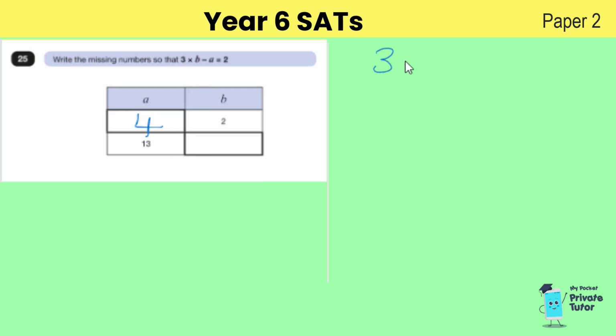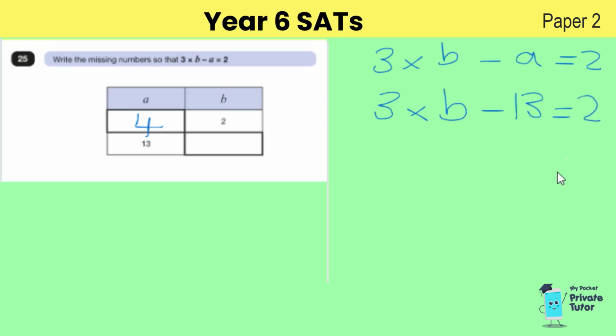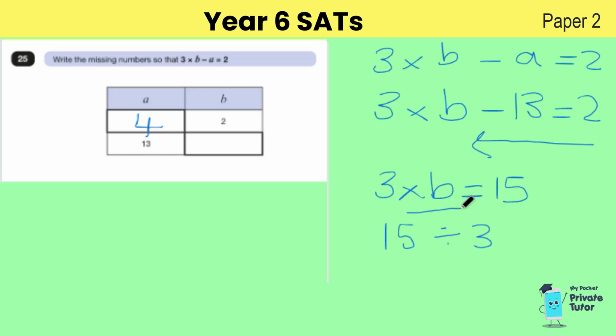I'm going to write it out again. 3 times b subtract a equals 2. This time we have what a is. So 3 lots of b take away 13 equals 2. This time we can go backwards like this. So something take away 13 equals 2. So if we add the 13, 2 plus 13, we know that 3 times b is going to equal 15. And now we can see 3 times something is 15, or if we use the inverse, 15 divided by 3, so we're going to go backwards, is 5. So b must be 5.